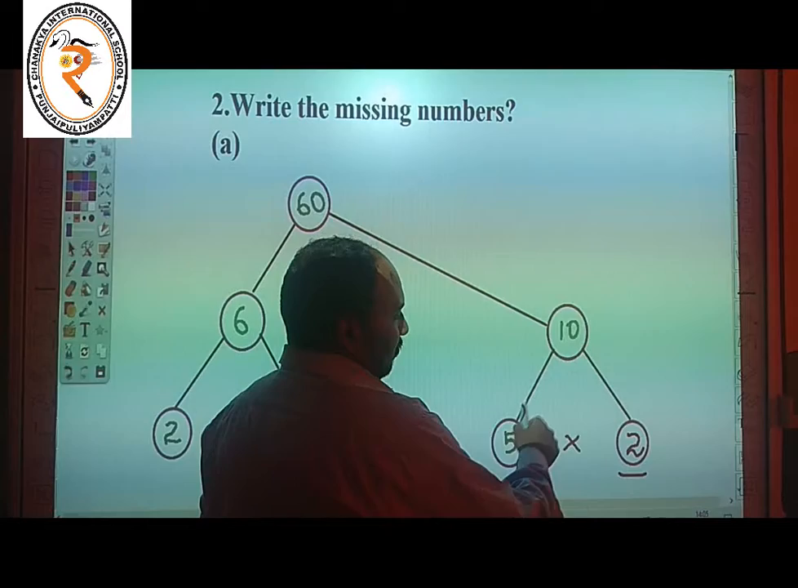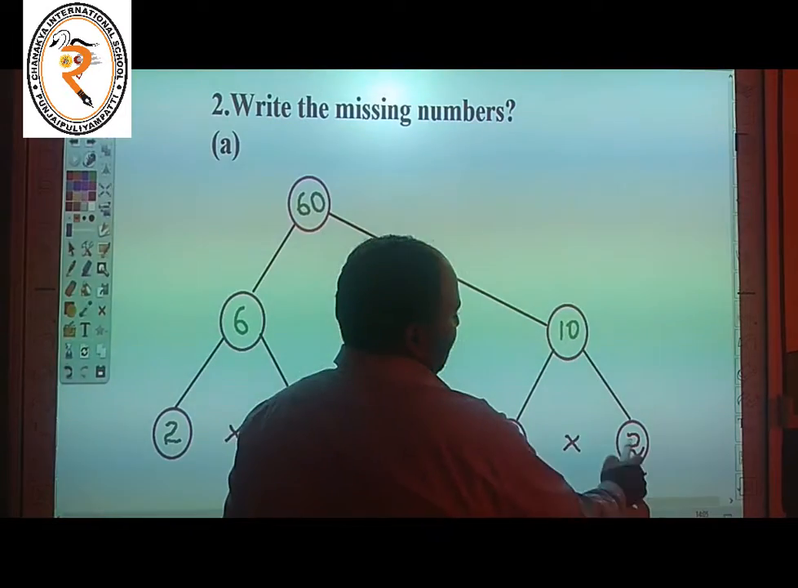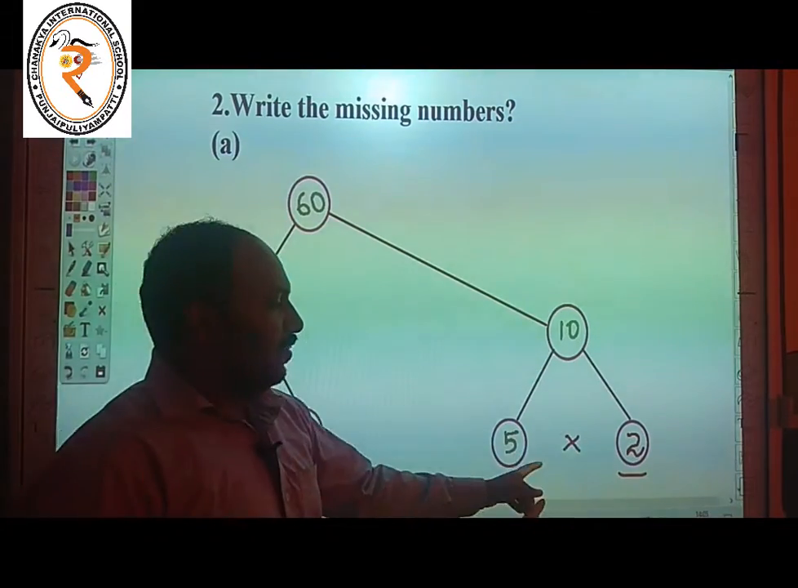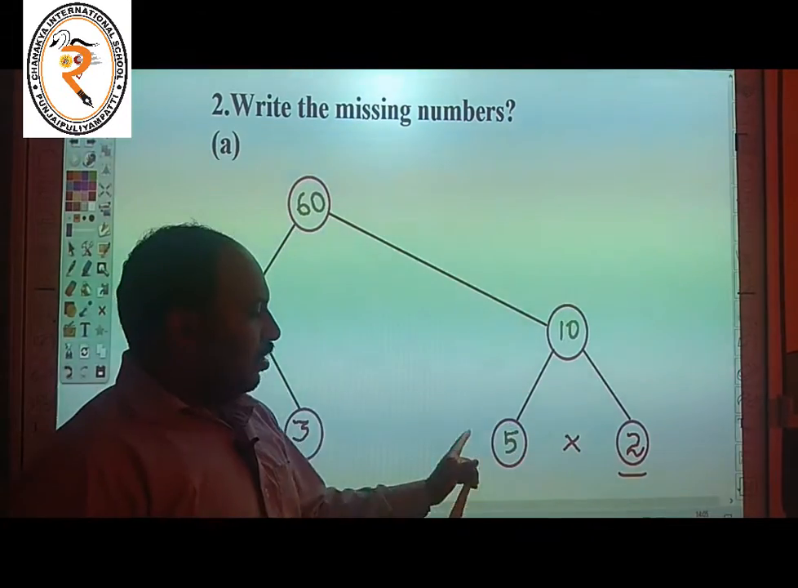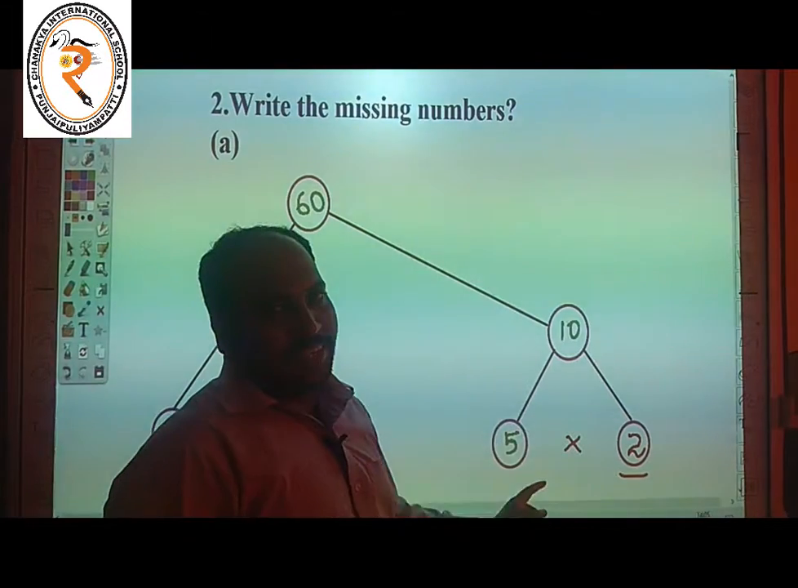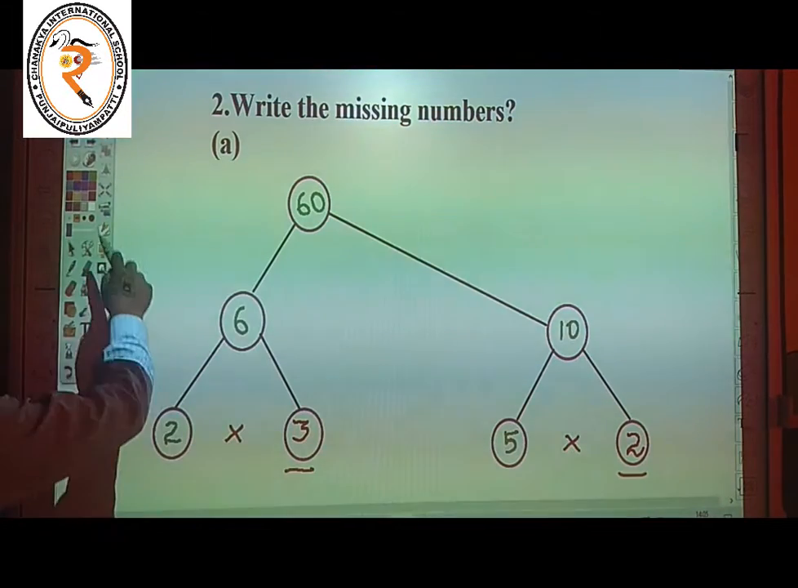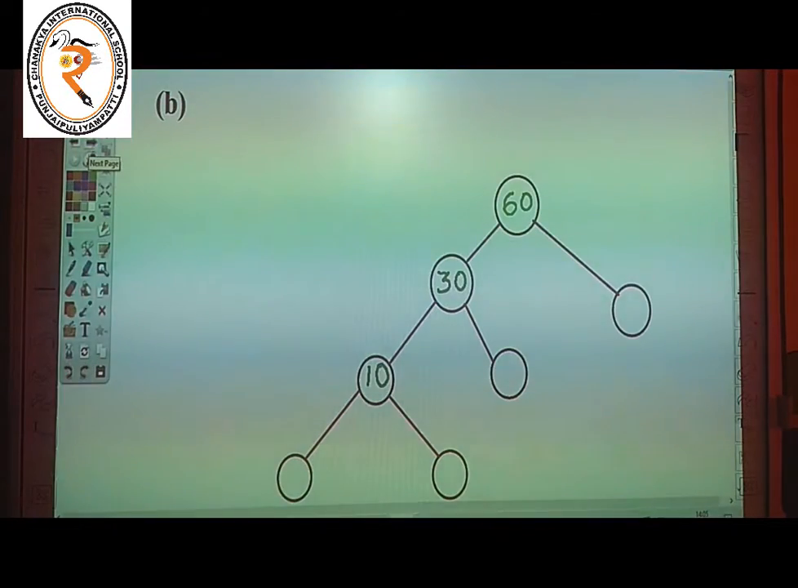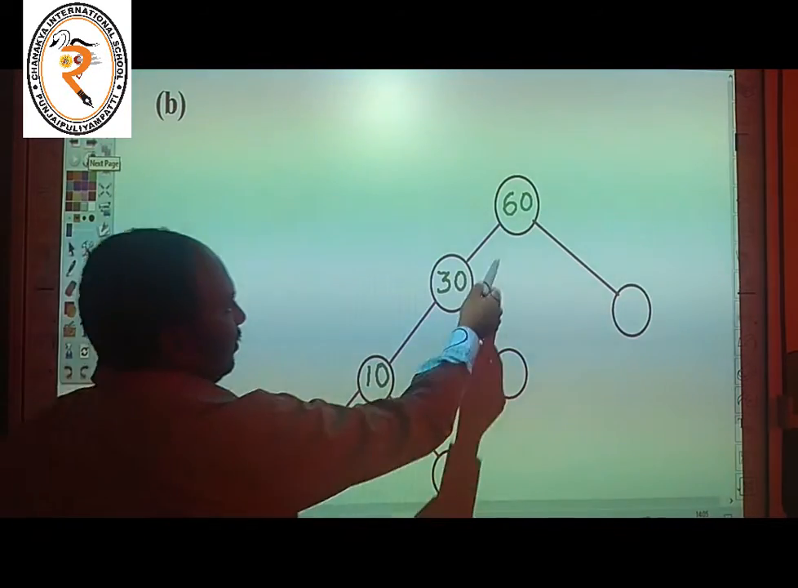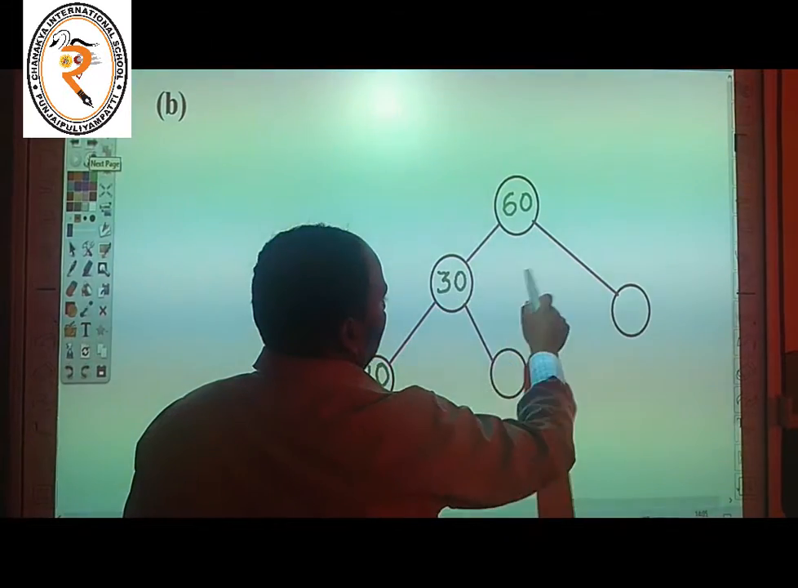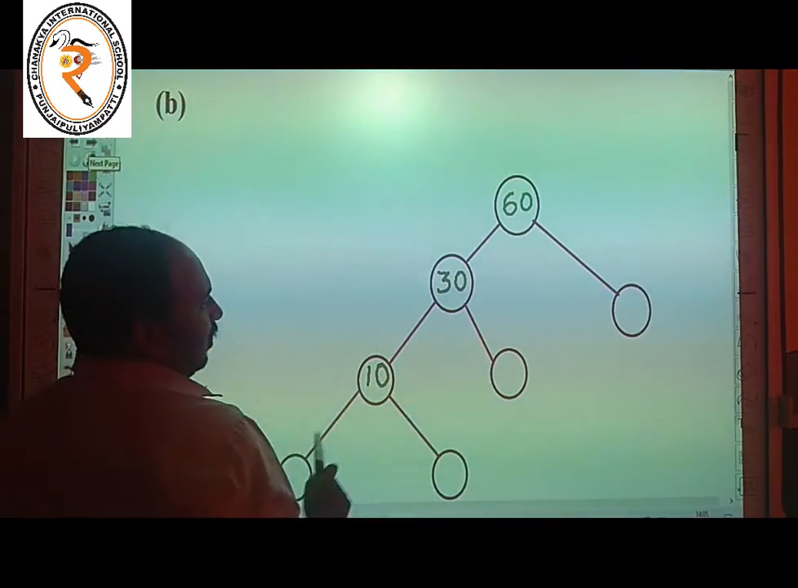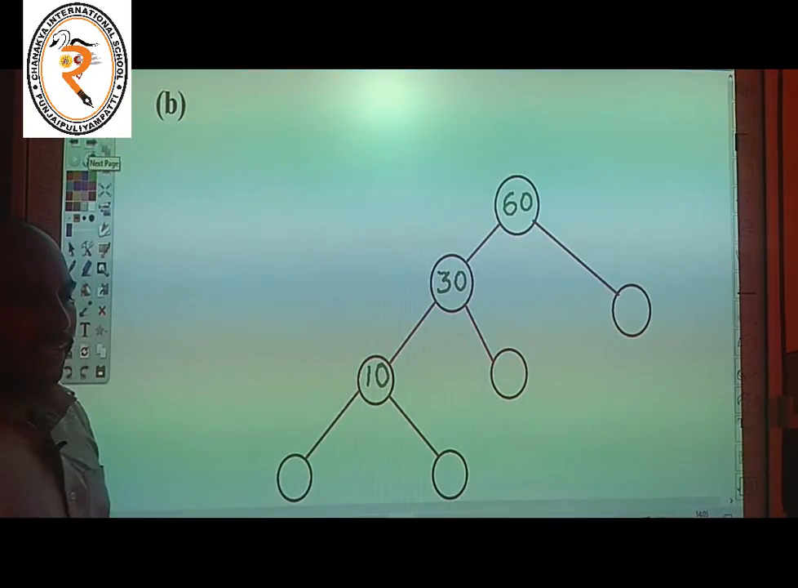The second part is 5 into dash is equal to 10. 5 twos are 10. Then part B. We have 60, 30, 10 only.